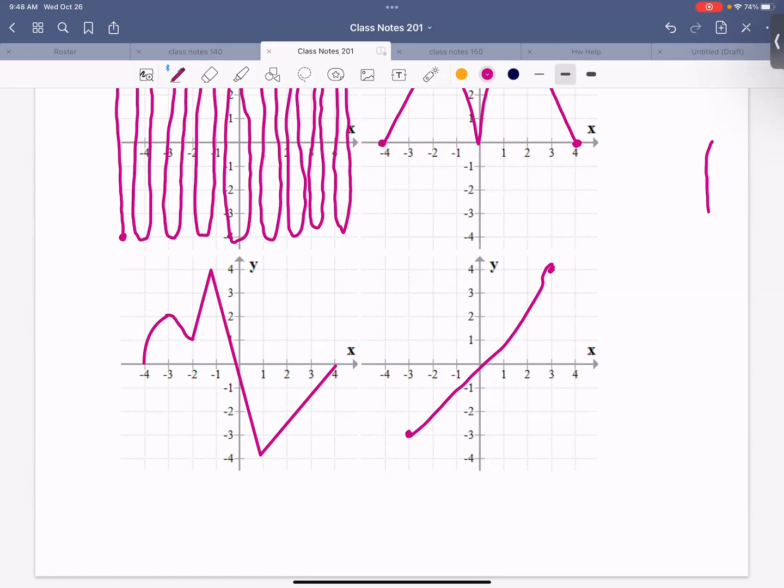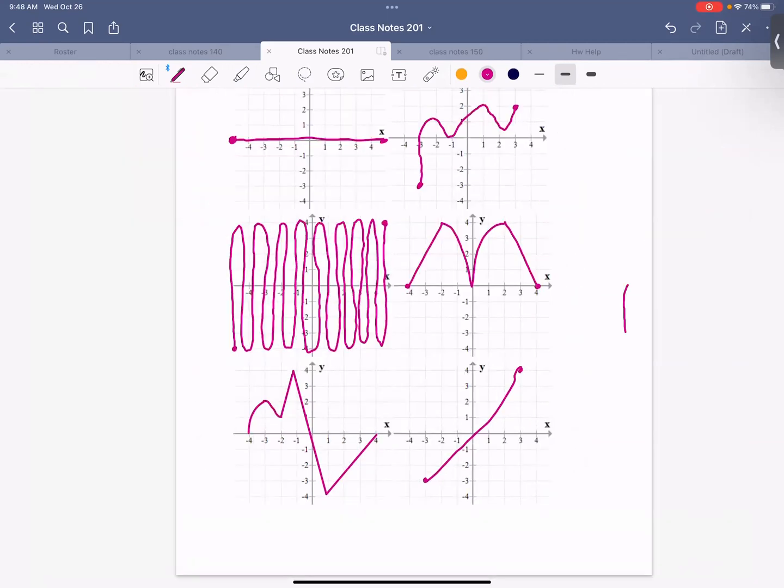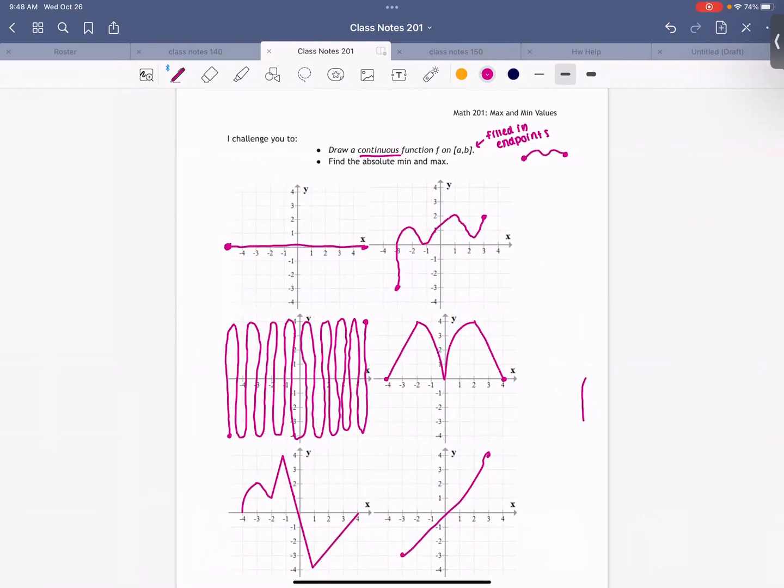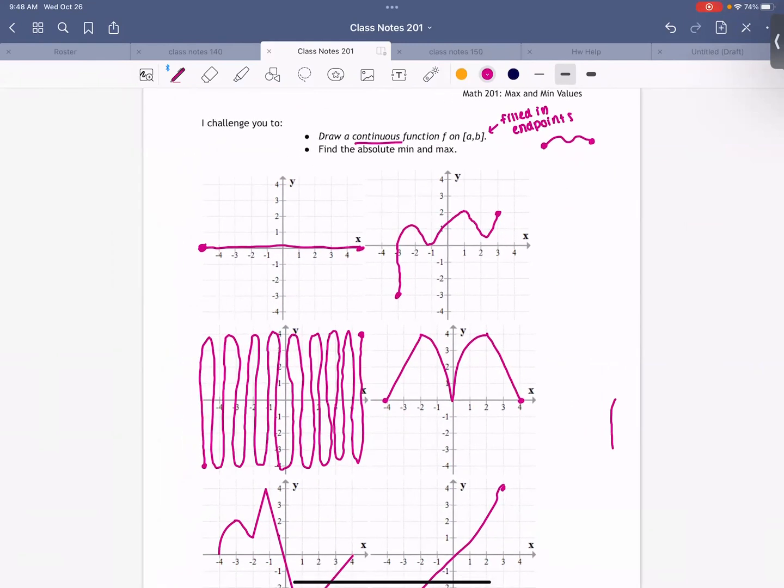All right, so we got pretty creative here. We have all these different graphs. I think that's about as many graphs as I can think of. I can't think of a graph that would have any different features than these. We had continuous functions on a closed interval. Continuous means you can draw it without picking up your pencil. Function means it passes the vertical line test, and a closed interval means the endpoints are closed.